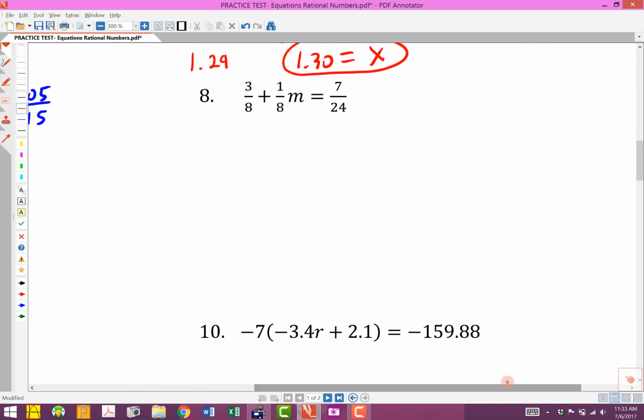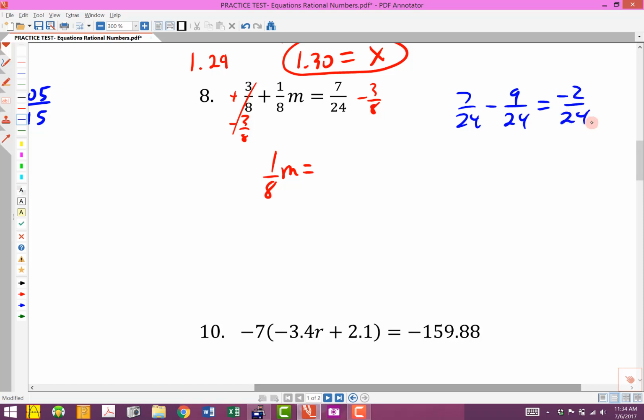Alright, number 8. This is a positive 3/8, so we're going to subtract 3/8 from both sides. Those are going to go away, so we've got our 1/8 m over here. I'm going to go ahead and do this one by hand. 7/24 minus, if that were 24ths, I would have had to multiply by 3, so that's going to be 9/24. So that's going to give me negative 2/24, which of course we're going to simplify, and we're going to write that as negative 1/12.